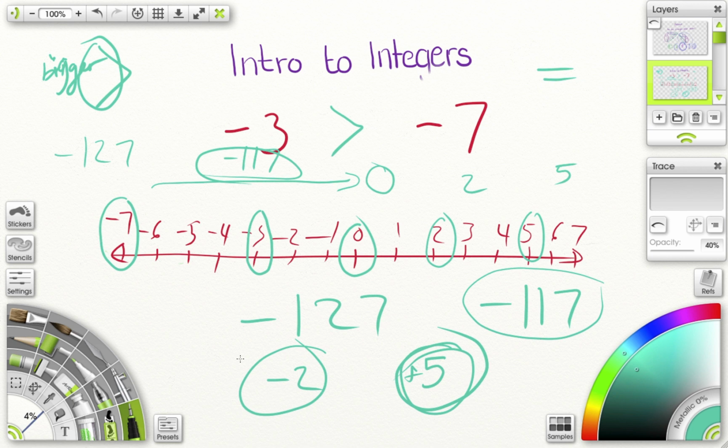Okay? So that's what you're going to be doing today, representing the integers in 3 ways, and then greater than or less than. And that's it. So it's going to be a pretty nice, easy intro today. I think it should go fairly well.